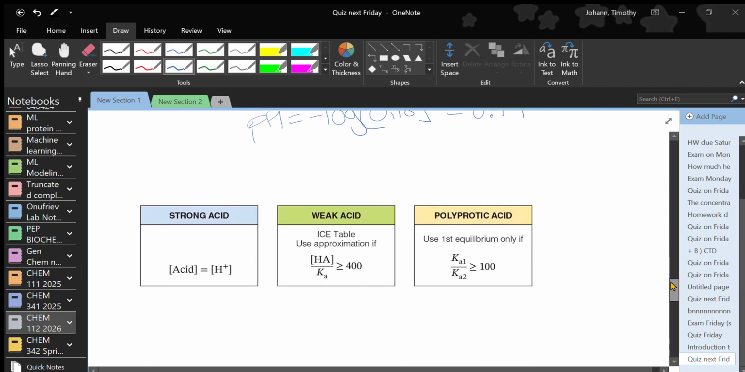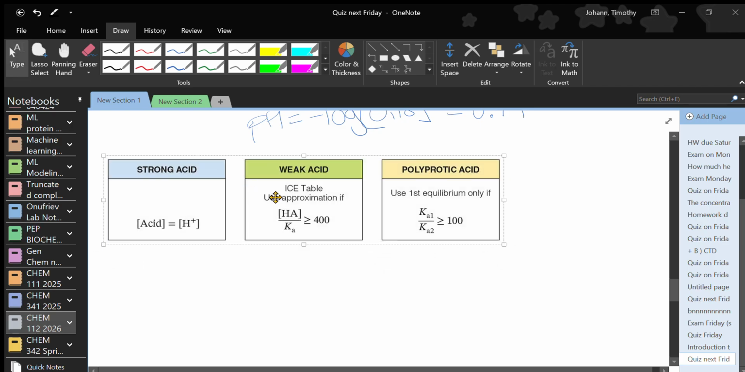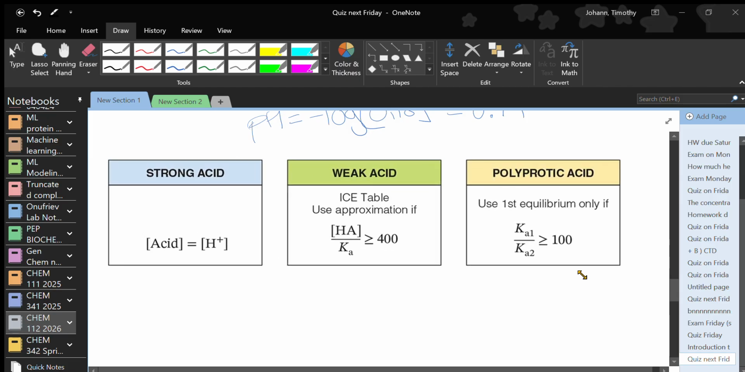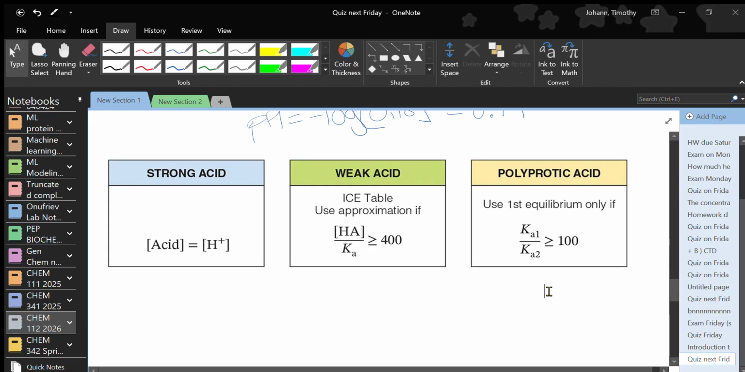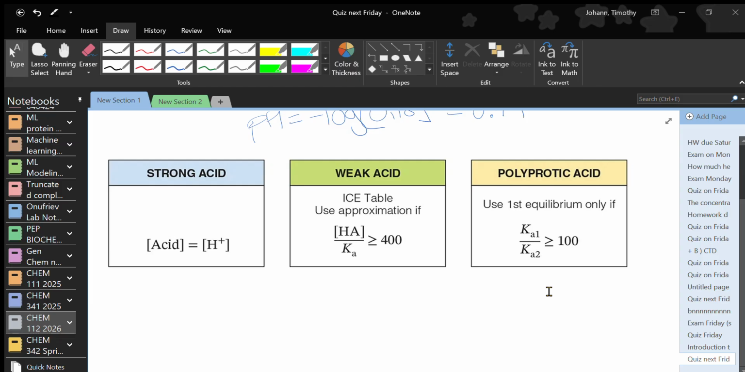So summarizing what we've talked about here, we have this set of rules. This is a figure from your book. If it's a strong acid, the amount of acid that's in there, it all becomes H+, right, for determining a pH. For a weak acid, we're going to have to ice table it, regardless of what's going on. And then we've got an approximation here where the concentration of the acid added has to be 400 times bigger than the Ka for us to use that approximation, as opposed to doing the quadratic formula.